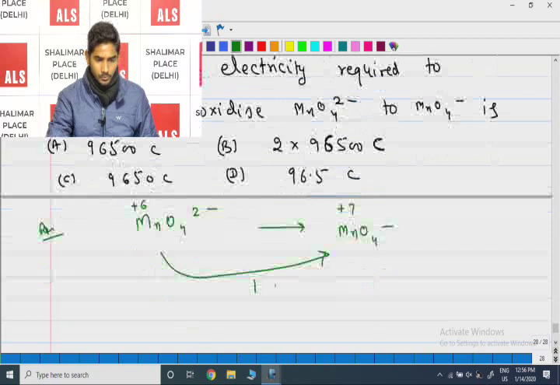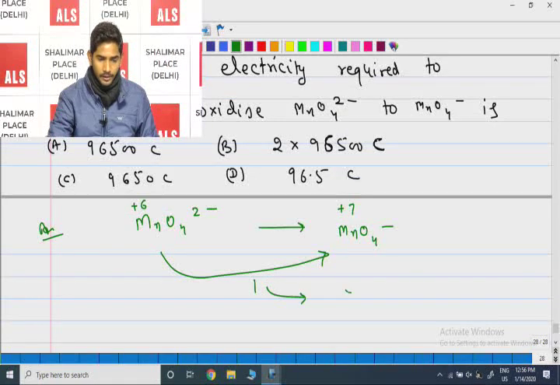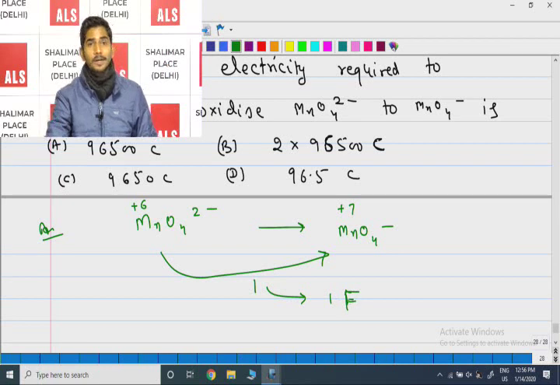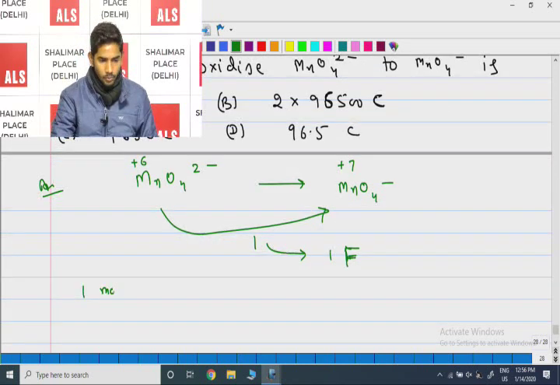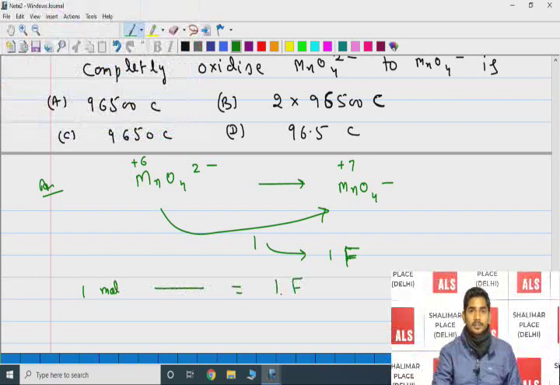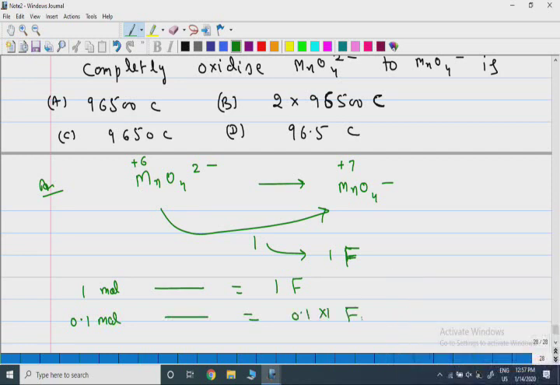So ultimately it is using 1 farad of electricity, but 1 farad is when we have 1 mole of the MnO4 minus. In the question they are saying we have only 0.1 mole. So obviously if I use 1 mole, then I can have 1 farad of electricity. If I am using 0.1 mole, then I'll have 0.1 into 1 farad of electricity. Just convert it into coulombs: 0.1 into 96500. So on solving, I'll have 9650 coulombs. This is in option number C.